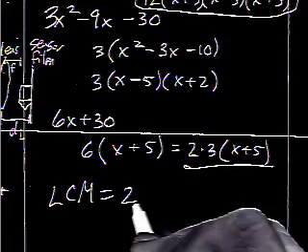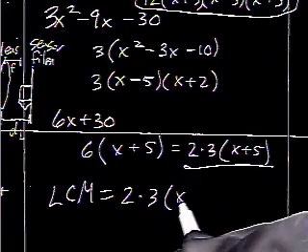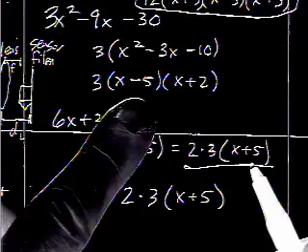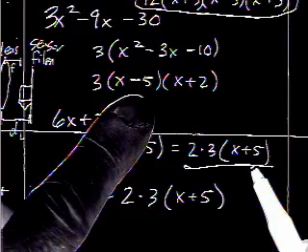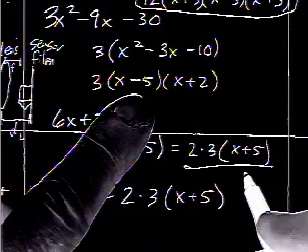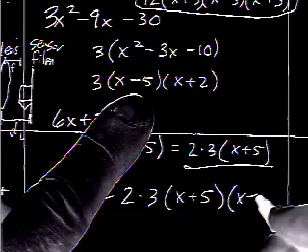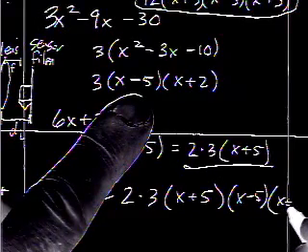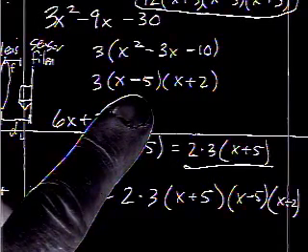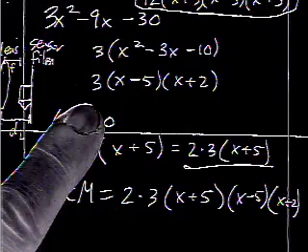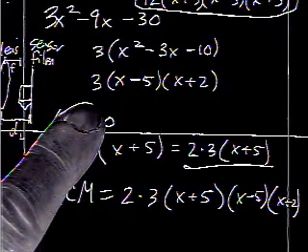It really doesn't matter which one we start with, so I'm going to start with this one. And I go to the other one and I say, what does this one have that I'm missing? Well, clearly I am missing an x minus 5 and an x plus 2. But I am not missing a 3, I've already got a 3.